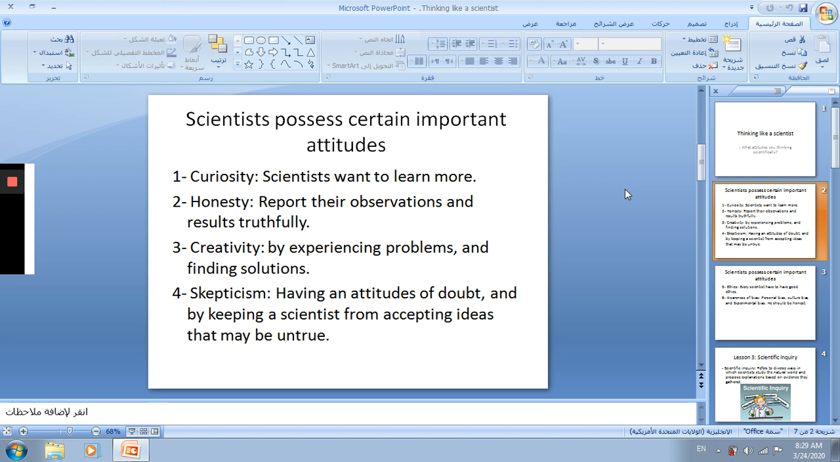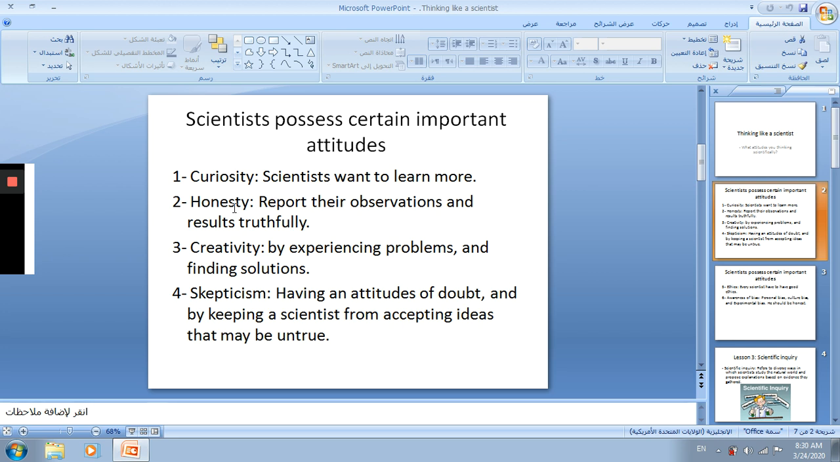Okay, the first one is curiosity. Each scientist should have curiosity about things, to seek, to search, giving conclusions and stuff like that. Scientists always want to learn more. So this curiosity can be explained by scientists wanting to learn more. This gives the scientist his curiosity.